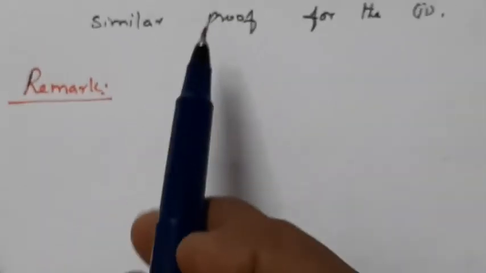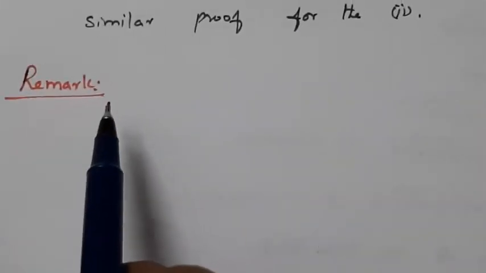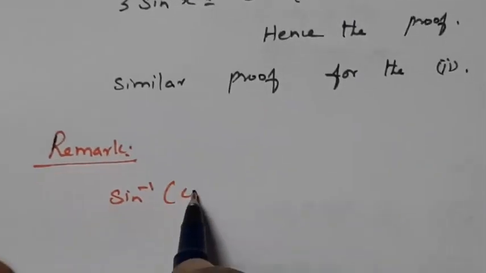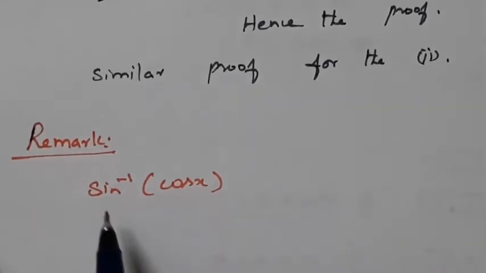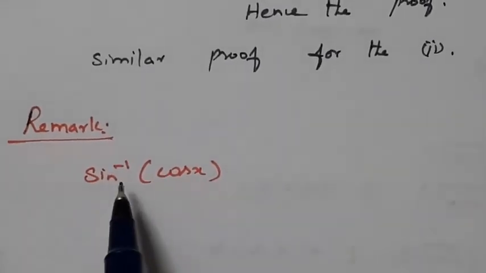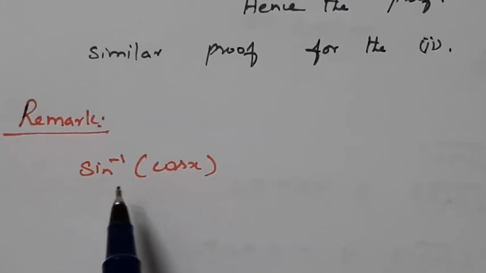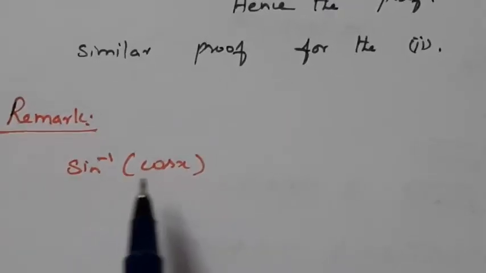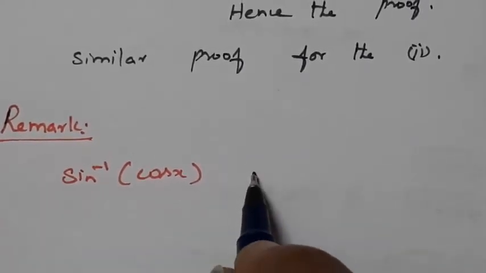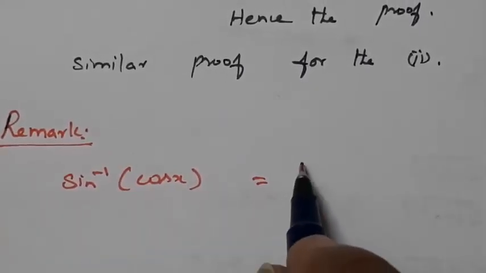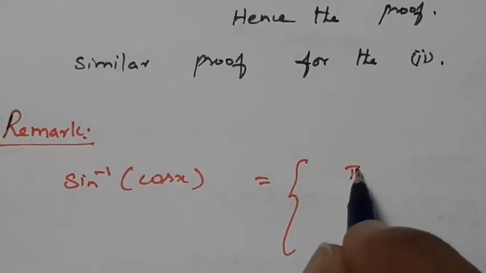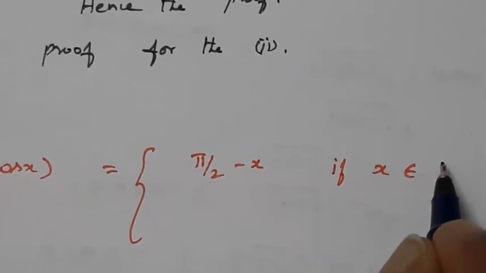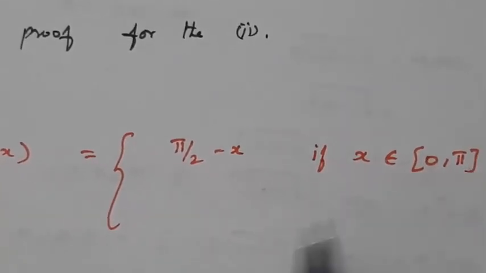So, that is all about the properties, and one remark is here: what is sin inverse of cos x? We have seen already sin inverse of sin x, or 3 times sin inverse of x, or 2 times sin inverse of x. Okay. So, this is somewhat different, that is sin inverse of cos x. So, what would be its value? Sin inverse of cos x can be expressed as pi by 2 minus x if x belongs to the closed interval 0 to pi. Okay.